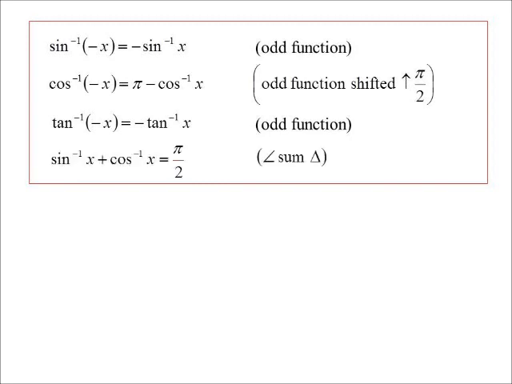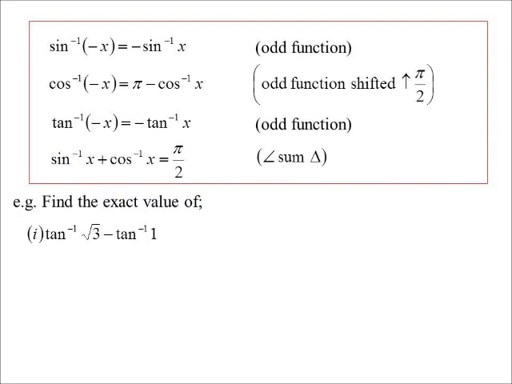Inverse sine of x plus the inverse cos of x will always be pi on 2. In fact, there was a question in last year's HSC where you actually had to prove that. That was the 3-unit paper, yes. Basically, angle sum of a triangle. All right, let's see what sort of questions we might get.